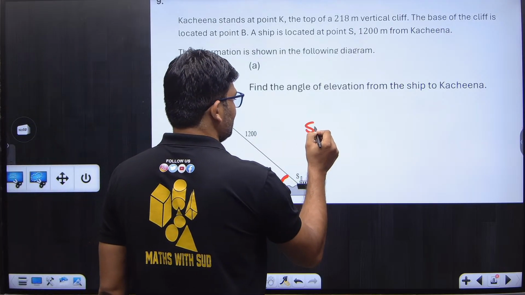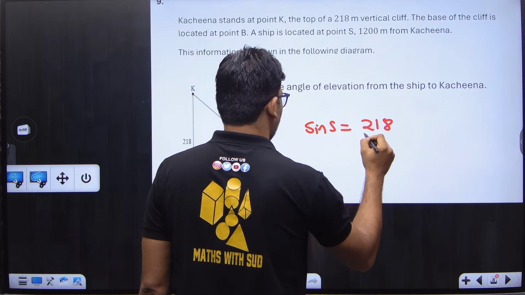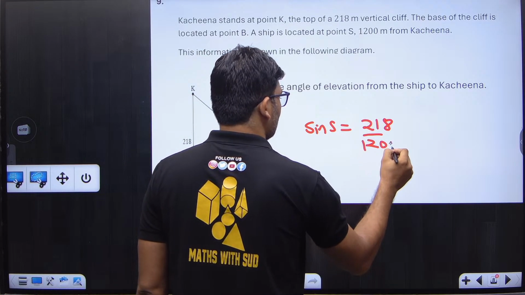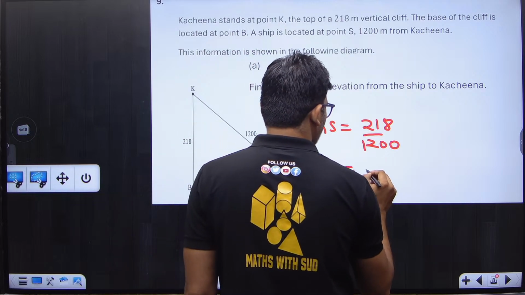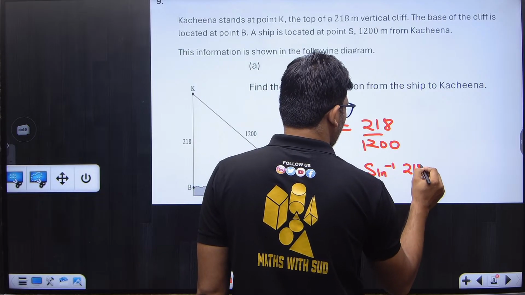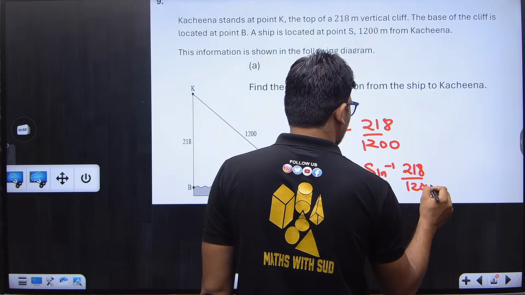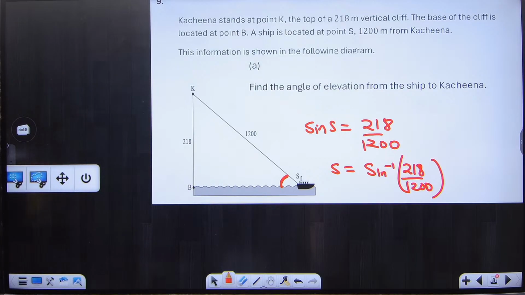So you will say sine S will be equal to 218 upon 1200, and then S will be equal to sine inverse of 218 upon 1200. Just find the value and tell me. Yes. Use the calculator and tell me the value.